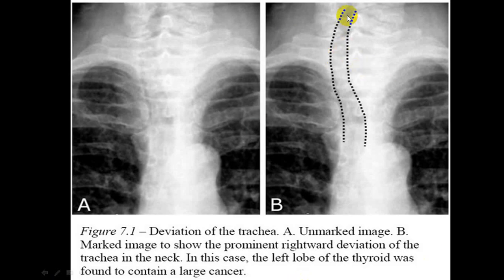Again, you can see there is a shift of trachea, and there is some shadow here. So this is the left side paratracheal mass. Now this left side paratracheal mass can be because of thyroid gland, thymus, arch of aorta aneurysm, lymph nodes, or secondary to esophagus, etc. And this was because of the thyroid gland. There was a big tumor containing a large cancer. So it was a thyroid malignancy.